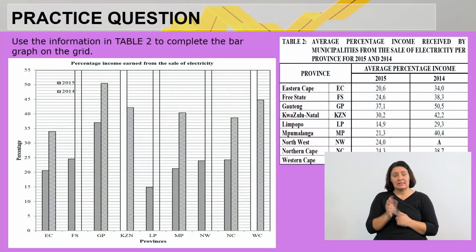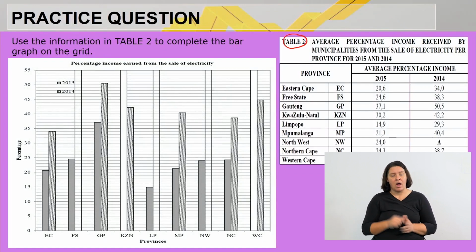Okay, now let's look at what our question is asking. So here we are saying use the information in table 2, so the table here, table 2, to complete the bar graph on the grid. Now here we have the bar graph, okay?